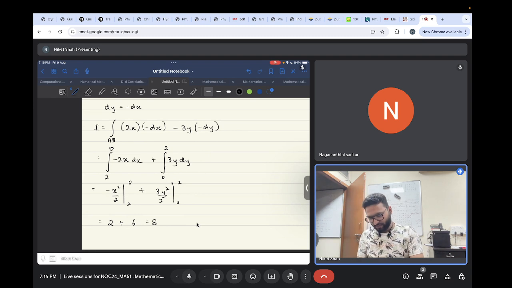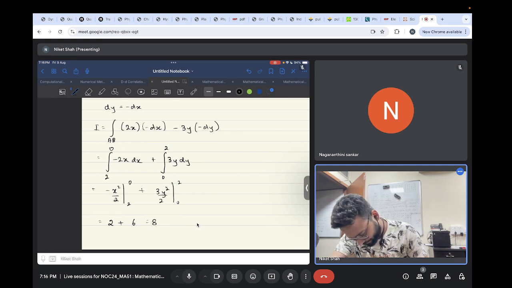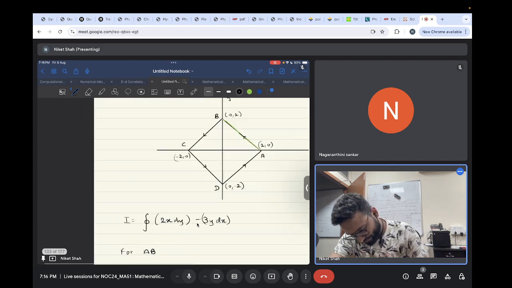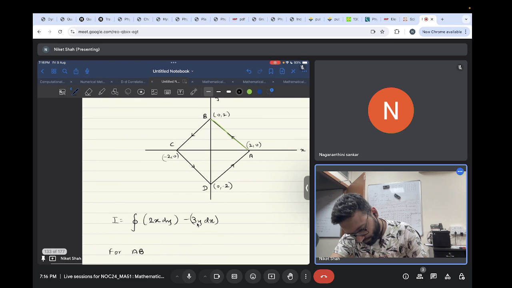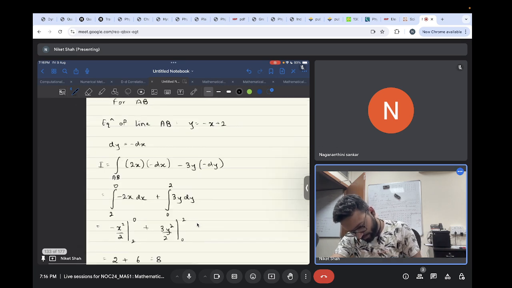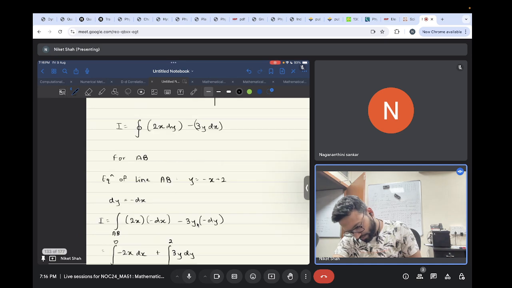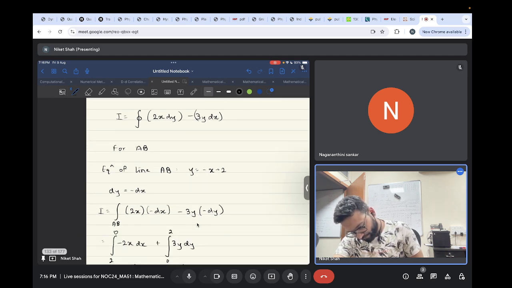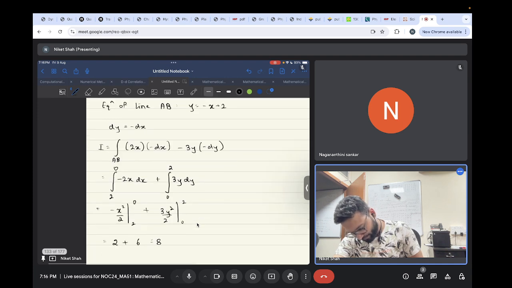And 0 is 0. So 3y square by 2, 4, 3 into 4, 12, 6. And this is okay. Y is minus x plus 2. Dy is minus dx. So here for 2x dy, plus, which is fine.